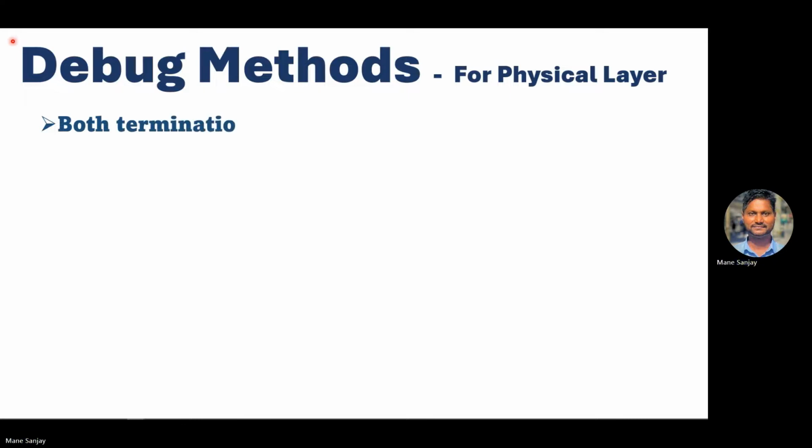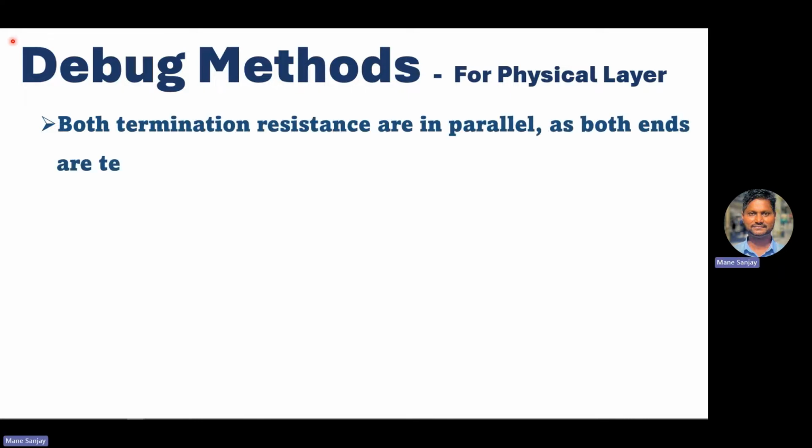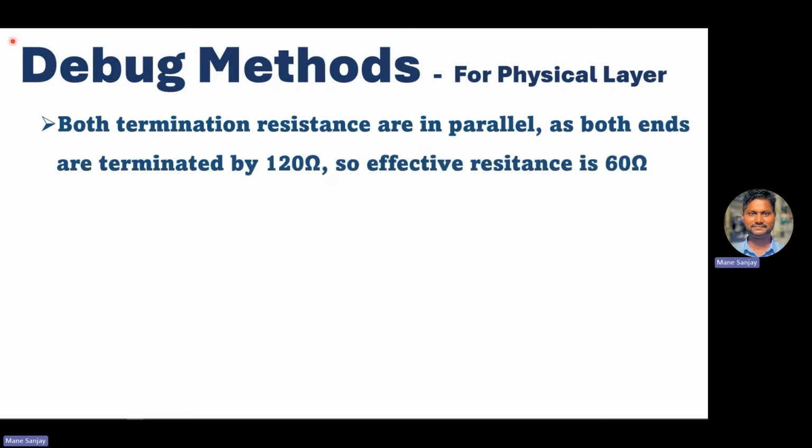Both termination resistances are in parallel in the CAN bus network. So at both ends, it's 120 ohm, and the effective resistance present in the network is 60 ohm. If we use a multimeter and just tap one probe on the CAN H and one probe on the CAN L wire in the CAN bus network, then you can find the effective resistance is 60 ohm. But there is a method actually. You cannot directly go and just tap CAN H and CAN L.